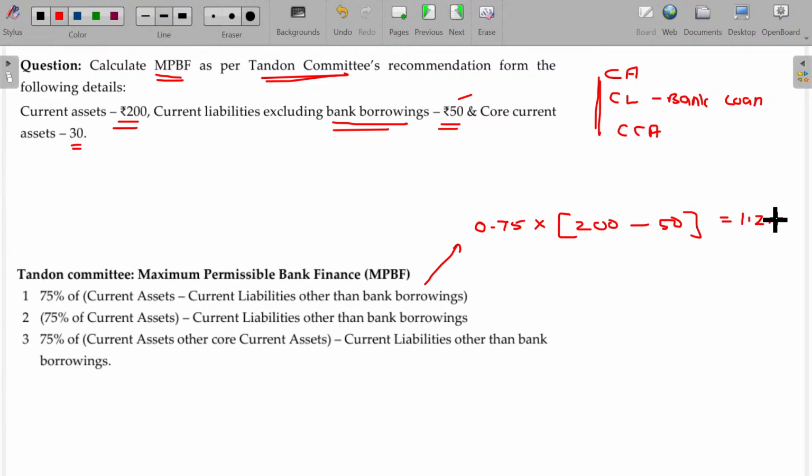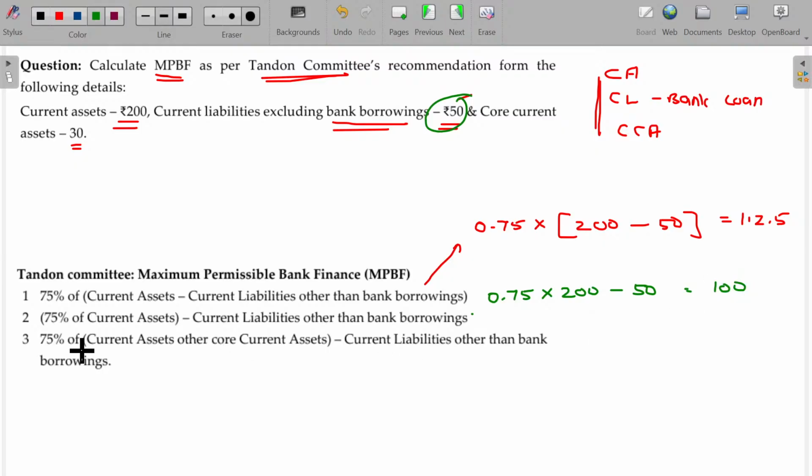112.5. 75% of the next one is 75% of current assets, minus current liabilities other than the bank borrowings, 50. So 100 will be the answer.